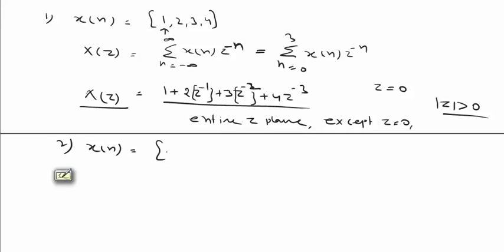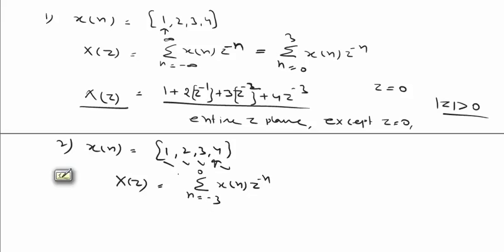Xn is 1, 2, 3, 4 with arrow mark here. Now by putting into the formula from -3 to 0, xn z power minus n, because 0, -1, -2, -3. Now I write direct answer. 4 plus 3z plus 2z square plus z cube is our answer.